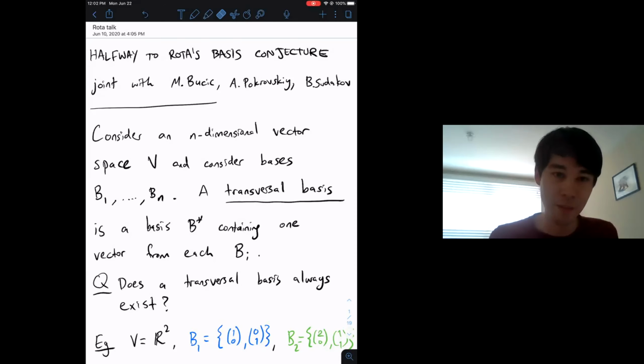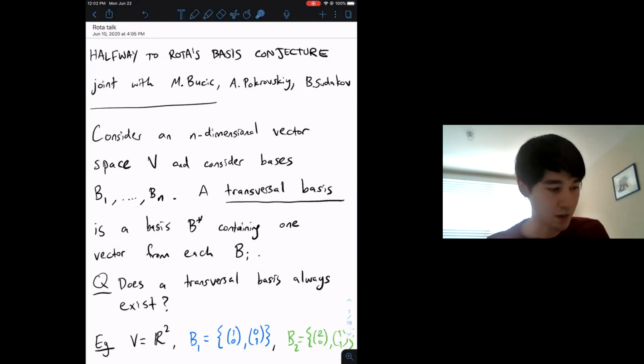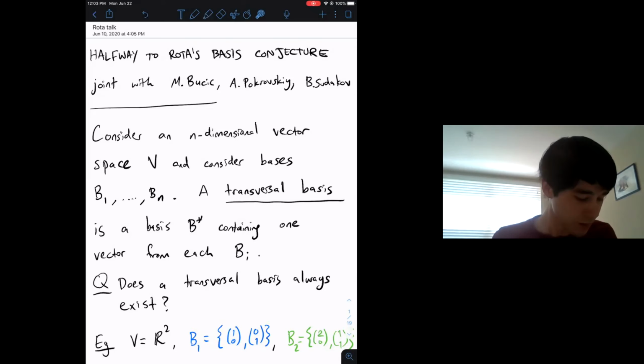And then maybe the most natural question I might want to ask is, does a transversal basis always exist? So this is a very easy question. The answer is yes. And not only does one exist, but I claim that I can construct one in the greedy fashion just by making arbitrary choices, and I'll never get stuck. So let me illustrate that with an example.